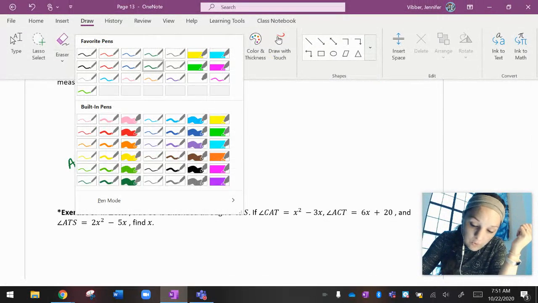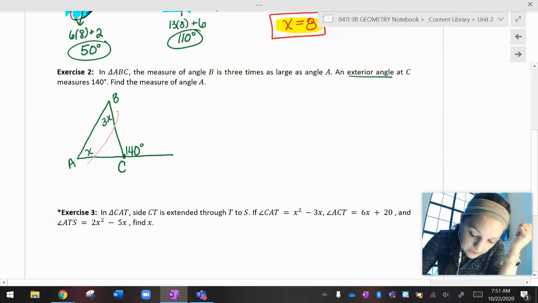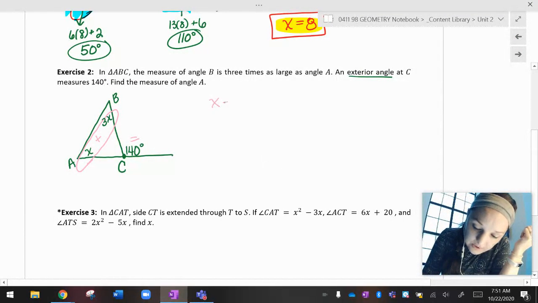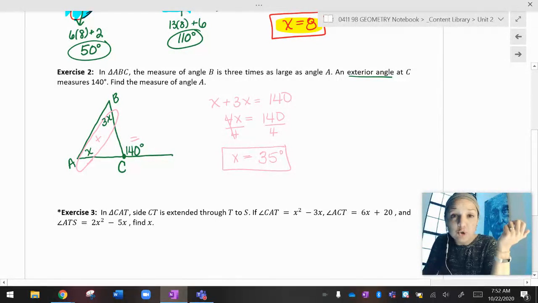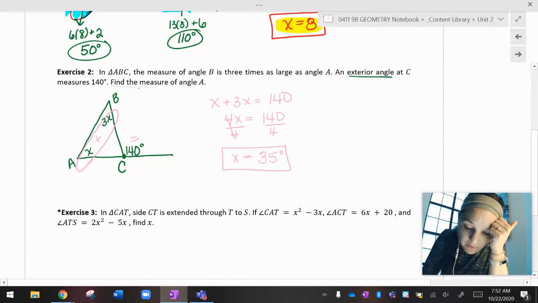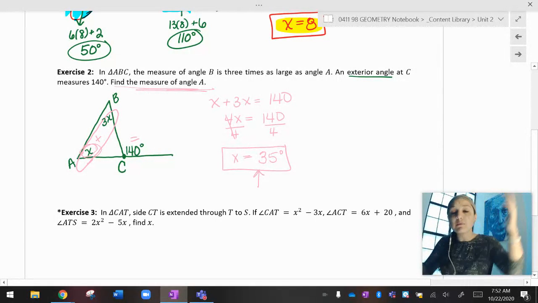So now we're going to do the rule that I told you we had to do. These 2 here have to add up to equal this thing on the outside. x plus 3x equals 140. That means 4x is 140. Divide by 4. And we get x equals 35 degrees. Now let's make sure we've answered the question. It says, find the measure of A. A was x. That's what this says. I'm done.